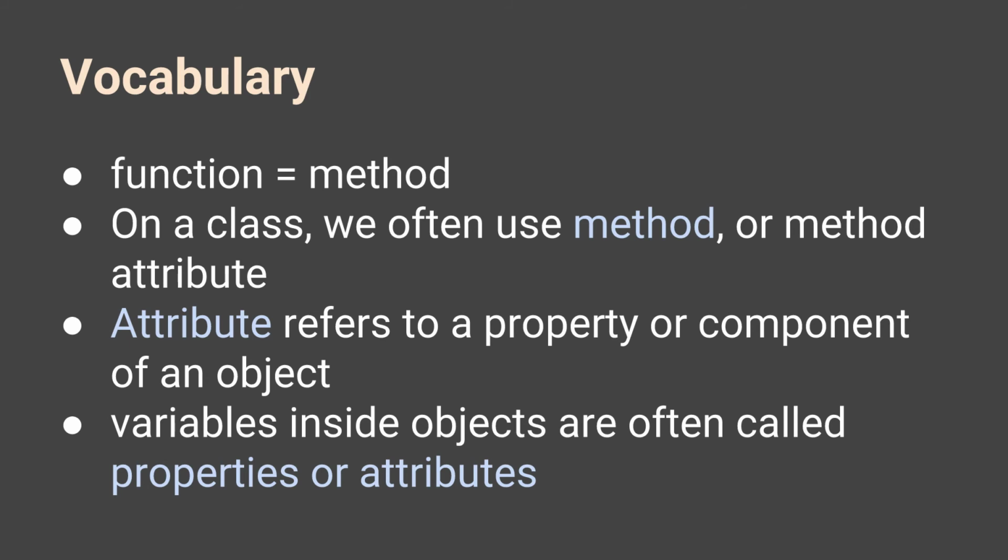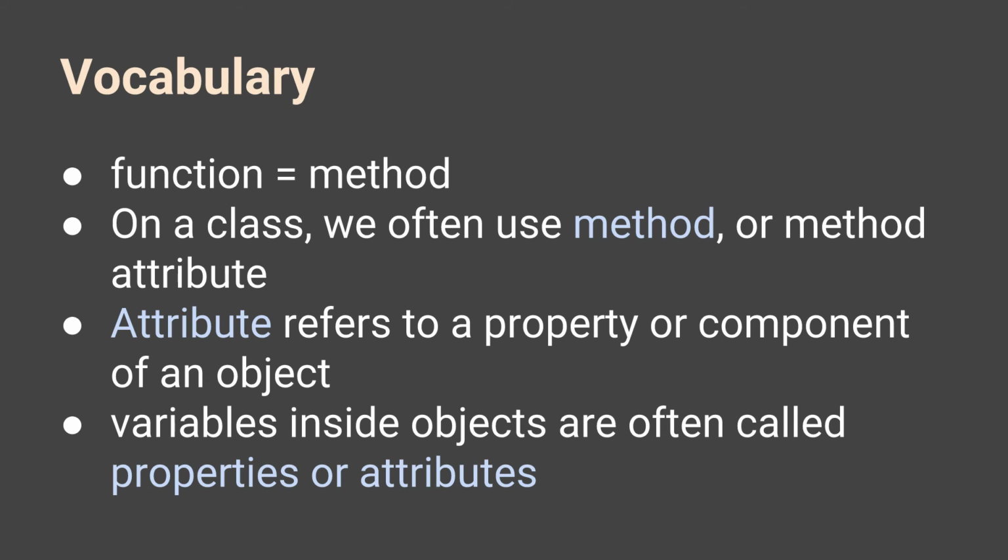So a function that is associated with a class, generally I'll call a method. On a class, we could also call it a method attribute. Sometimes you'll hear people say that as well. An attribute, whether it's a method or a data attribute, refers to something that is part of an object. And an object, by the way, is an instance of a class. So when I say object, I mean a variable that is an instance of a particular class.